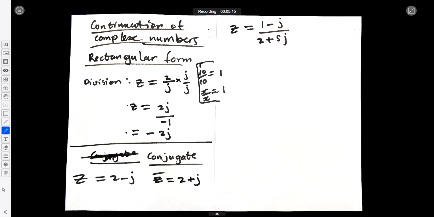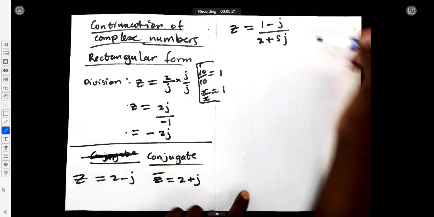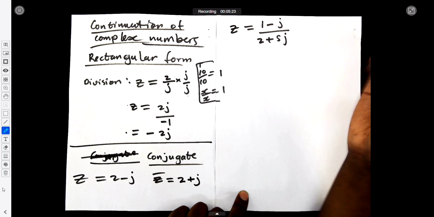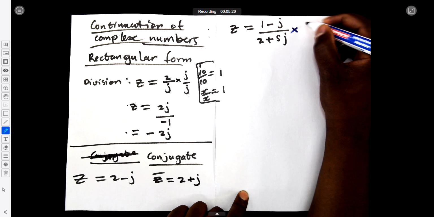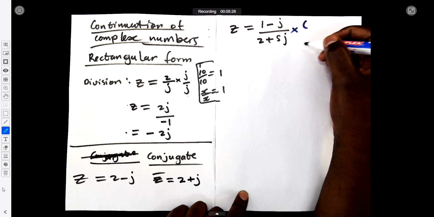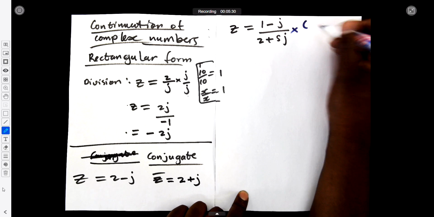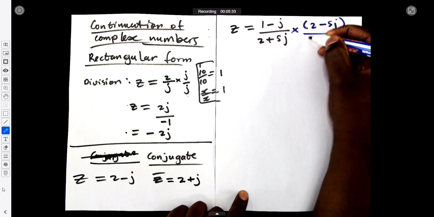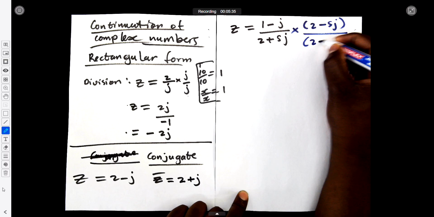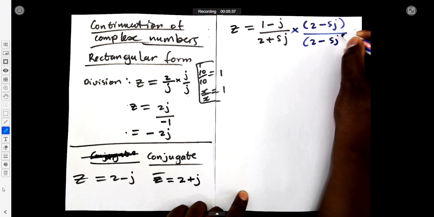Now, given that we have a complex number in the denominator, the method that we can apply is what we call, again, as I was saying, the conjugate of the denominator. We use it as a 1. So we're going to say multiply by. What is the conjugate of 2 plus 5j? 2 minus 5j, all divided by 2 minus 5j.